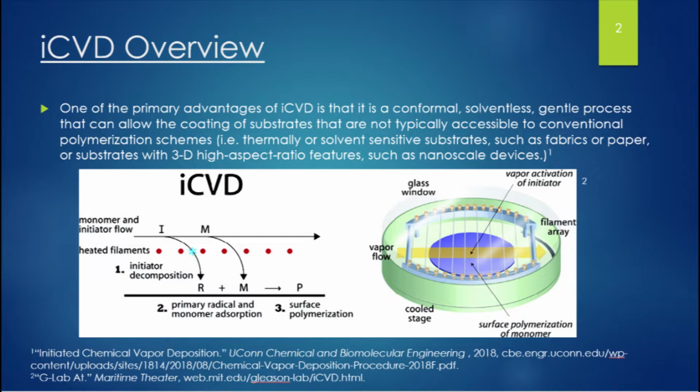iCVD was first developed in the early 2000s and is an incredibly potent strategy for coating substrates. It is particularly unique in that it can allow for coating of materials that don't lend themselves to other polymerization techniques. The iCVD performs the coating through the following process.